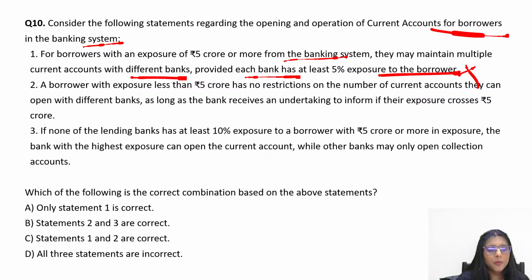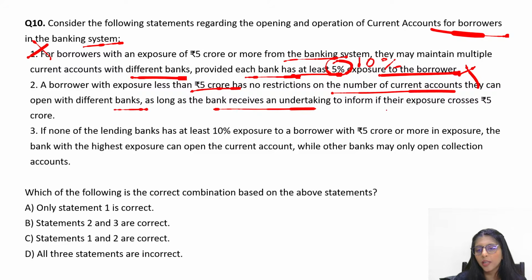Because a borrower with 5 crores or more of exposure can maintain a current account with a bank that has at least 10% of the exposure to the borrower, not 5%, it's 10%. Okay, so it's incorrect. A borrower with exposure less than 5 crores has no restriction on the number of current accounts they have opened with different banks, as long as the bank receives an undertaking to inform if their exposure crosses 5 crores. Correct.